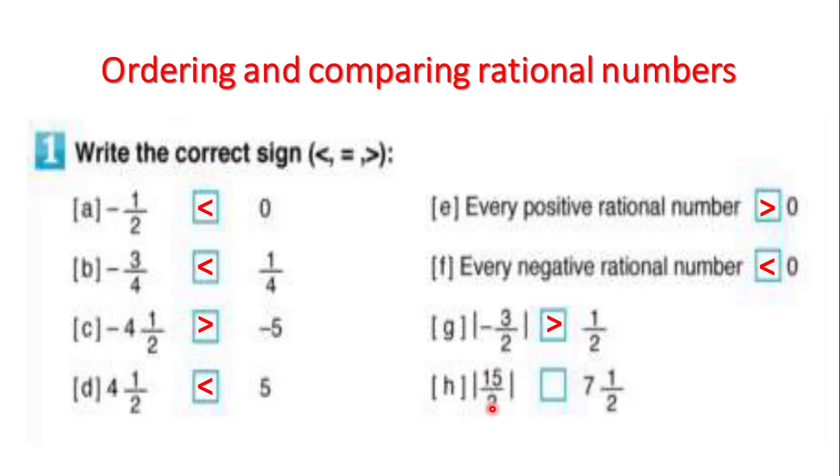The absolute value of 15 over 2, here I have 7 and a half. Okay, let's convert the mixed number into improper. So the denominator will be 2. 7 times 2 is 14 plus 1 is 15. So 15 over 2, so equals.